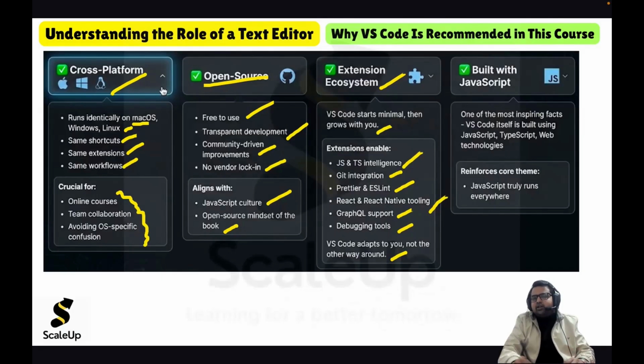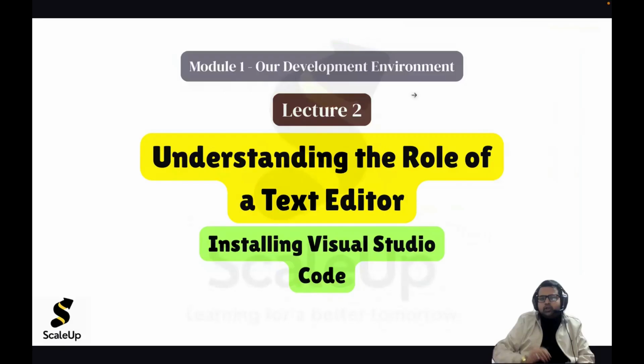And VS Code is built with JavaScript. One of the most inspiring facts is that Visual Studio Code itself is built using JavaScript, TypeScript, and web technologies, and hence it reinforces the core theme that JavaScript truly runs everywhere, and that is the course itself, JavaScript everywhere. Since VS Code is made using JavaScript, it is an ideal choice for JavaScript development. Okay, now we will discuss installing Visual Studio Code.